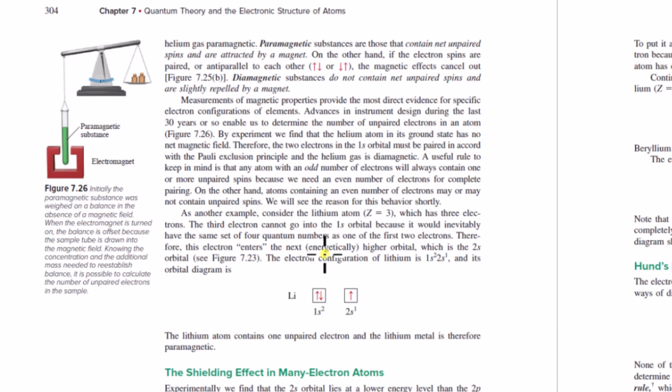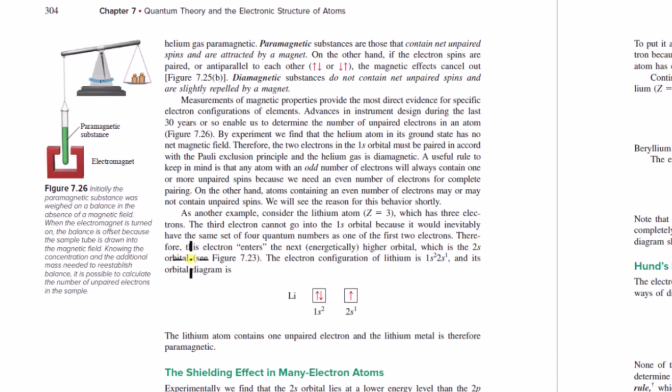You can have odd numbers of electrons and even have more than one unpaired spin. Same with even. As another example, consider the lithium atom, where Z, your atomic number, is equal to 3, which has 3 electrons. The third electron cannot go into the 1s orbital because it would inevitably have the same set of 4 quantum numbers as one of the first 2 electrons, right?